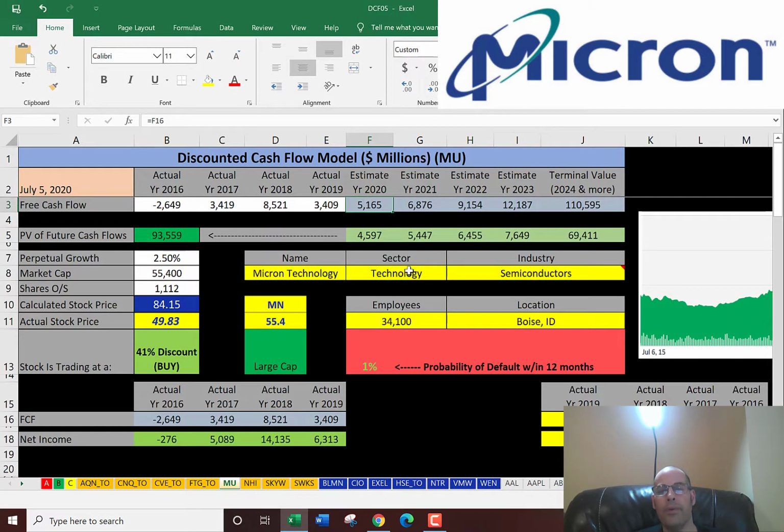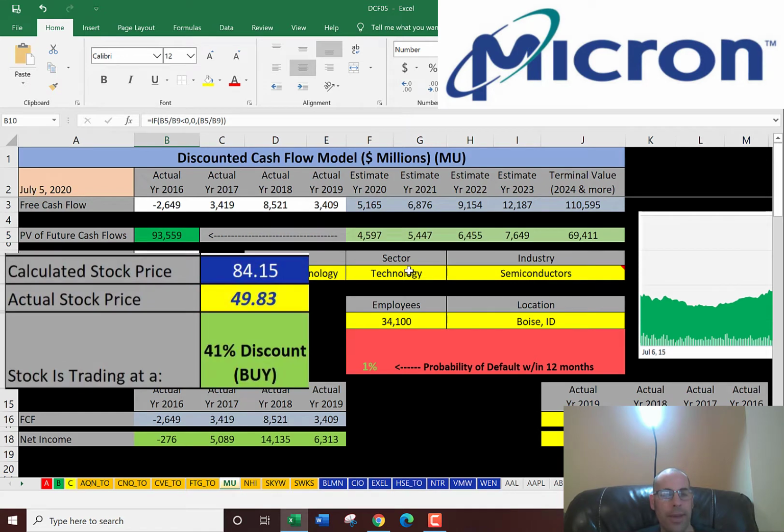So we estimated 4 years of future free cash flows. Then we did a terminal value, which is all years past year 4. We discounted those numbers back to today's values, and we get a value for the entire company of $94 billion. We divide that by 1.1 billion shares, and we get an intrinsic stock price of $84. They're trading at $50. So they're trading at a 41% discount. It's a buy according to the model.